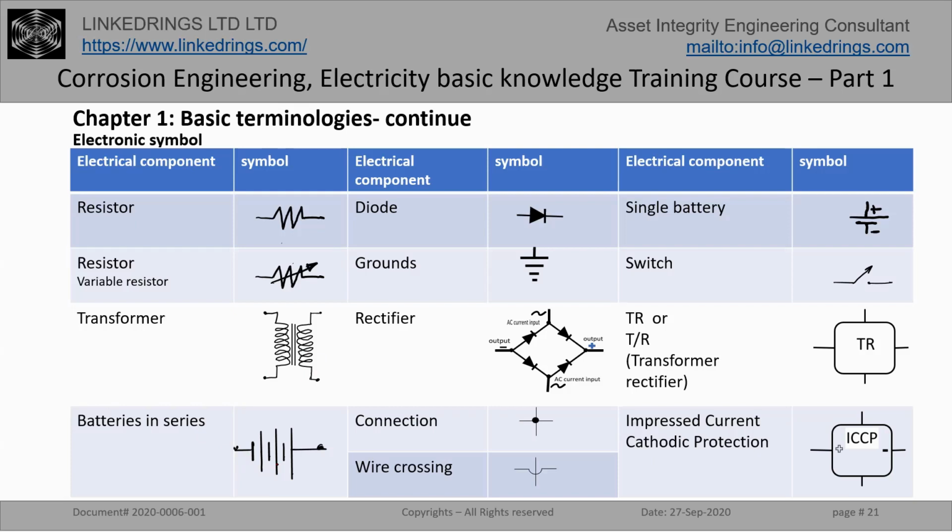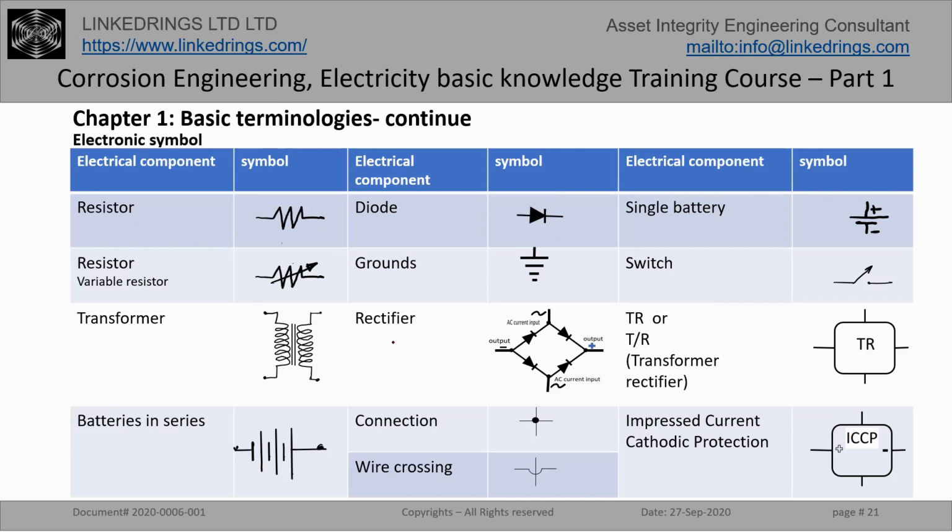Batteries in series will have this shape. A single battery will be just like that. The diode will be in this shape. A diode allows electricity to go in one direction and does not allow it to go the other way. So from the left, the current can pass from the left to the right, but it cannot pass from the other side because of this. This one is blocking. This is the ground connection symbol.